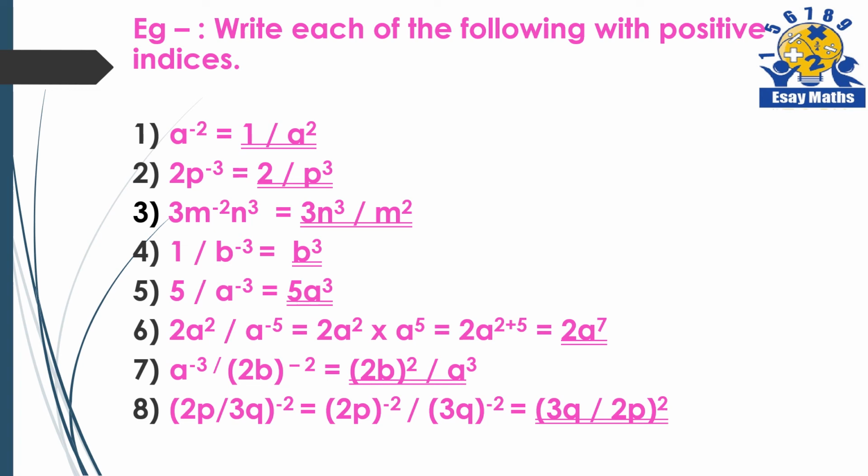This is a very special question. Look at that. 2p over 3q to the power minus 2. Then the answer is 3q over 2p to the power 2. It's so simple. You have to get the reciprocal of the terms within the bracket.